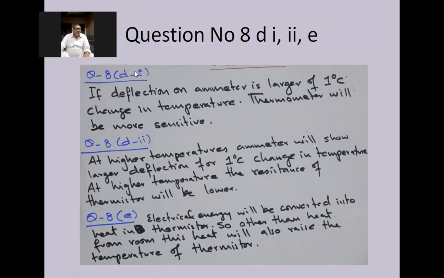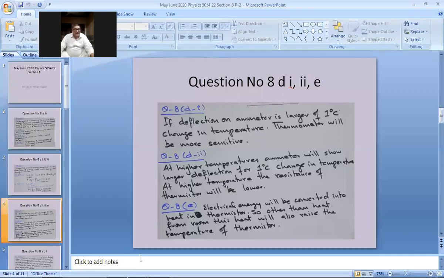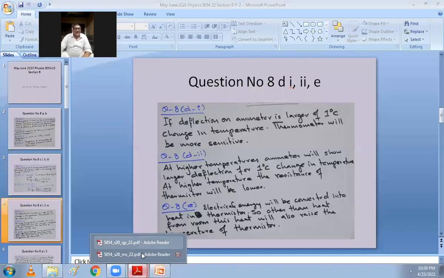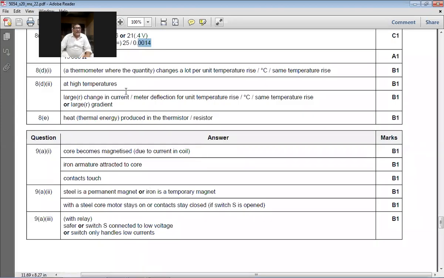So this was question number 8D, second part. Let's check what the marking scheme has to say. You can see the marking scheme says: at high temperatures, larger change in current, meter deflection for unit temperature rise, same temperature rise, or larger gradient. So I think the description which I gave you, you can write that description in the answer. It's a 2-mark question. Hopefully you have understood. So let's move to the next question.